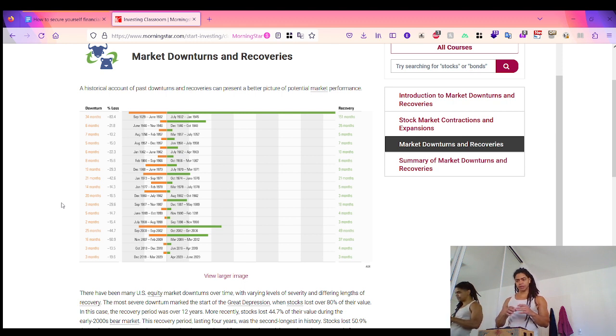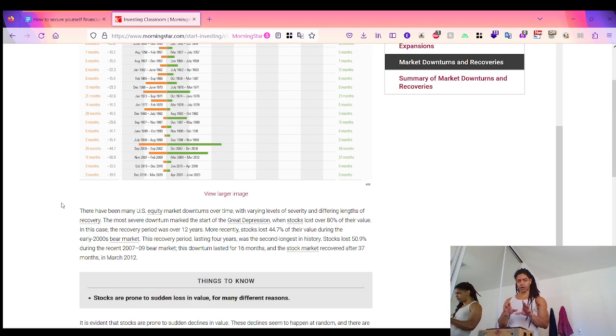And more recently, in the early 2000s with the dot-com bubble, the stock market lost 44.7%. The recovery took 4 years. And in 2007 and 2008, during the bank and debt crisis, the stock market lost over 50%, specifically 50.7%. And the recovery period took over 3 years.